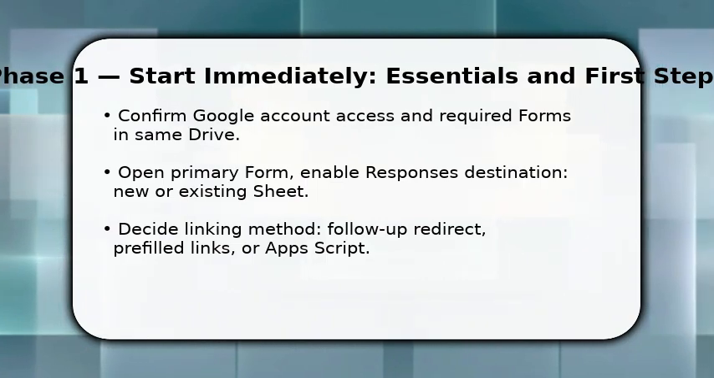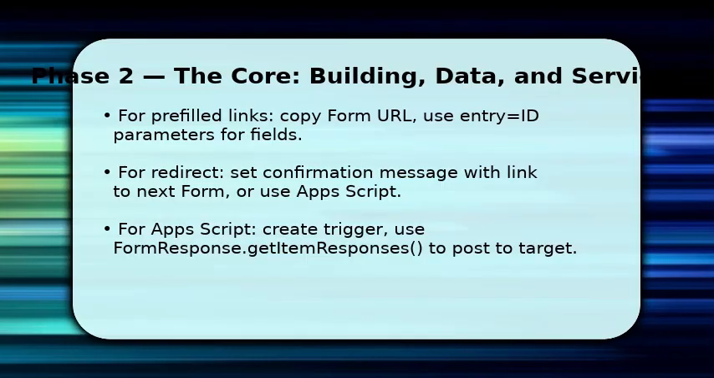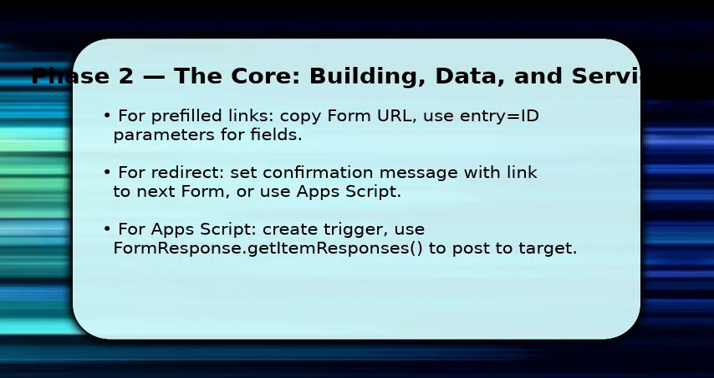Now build the actual connector. If you use prefilled links, generate URLs with entry equals field ID and populate values. This preserves answers when jumping forms. Once done, test one sample response to confirm parameter mapping.